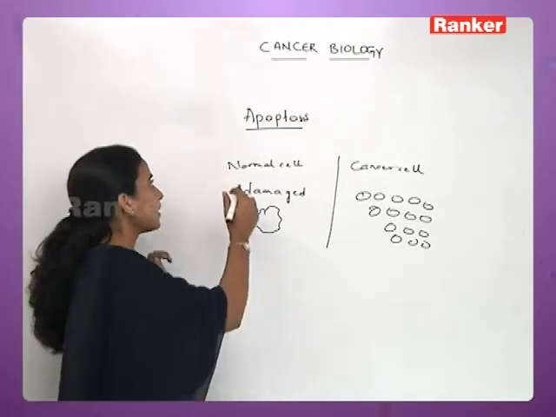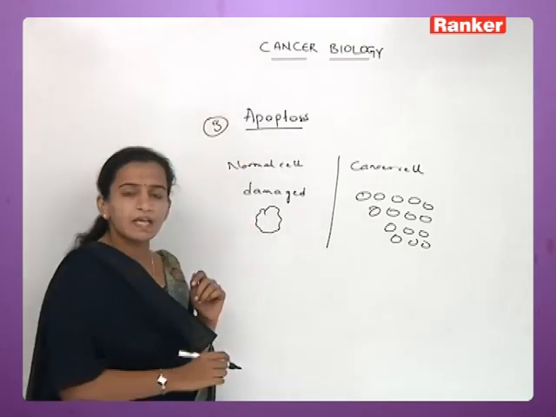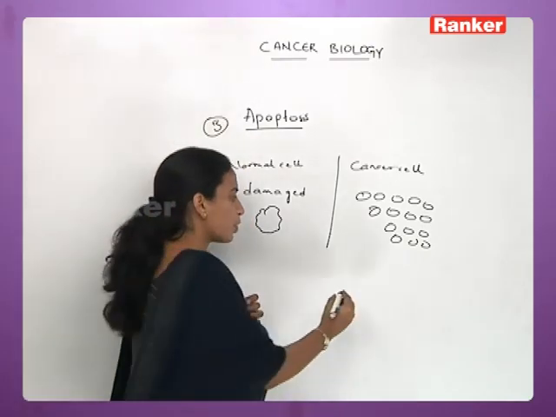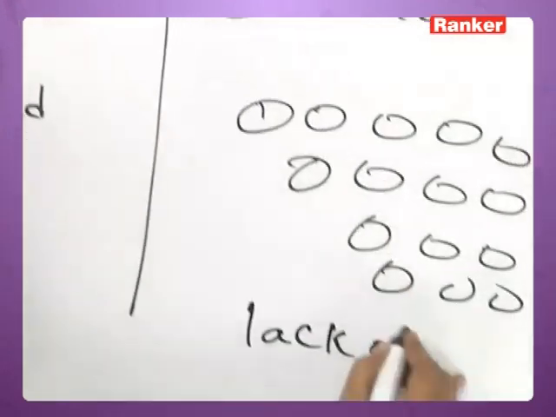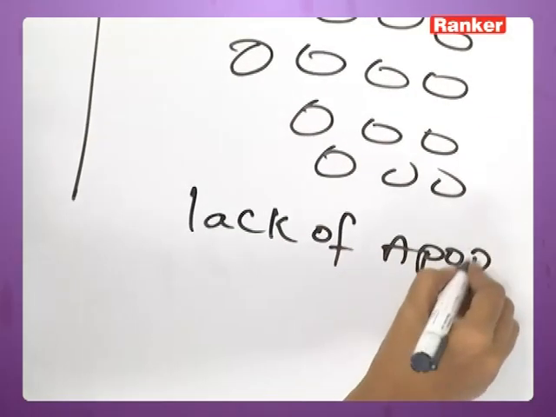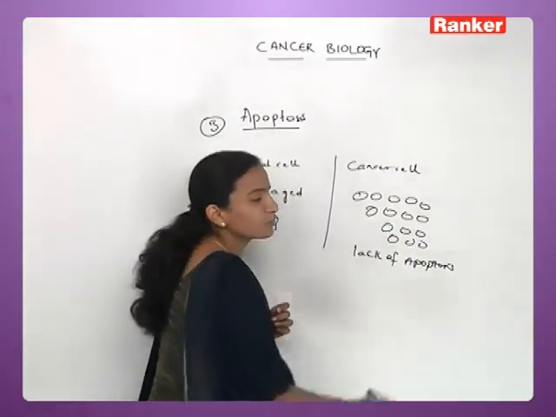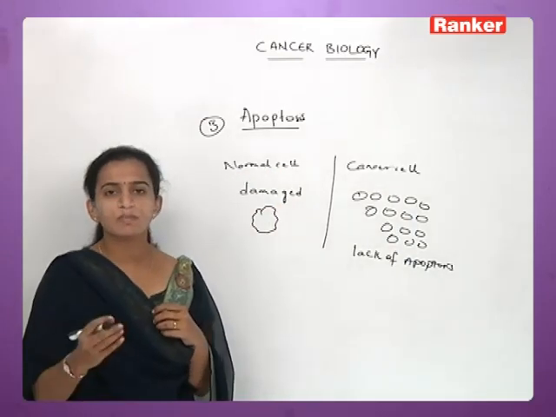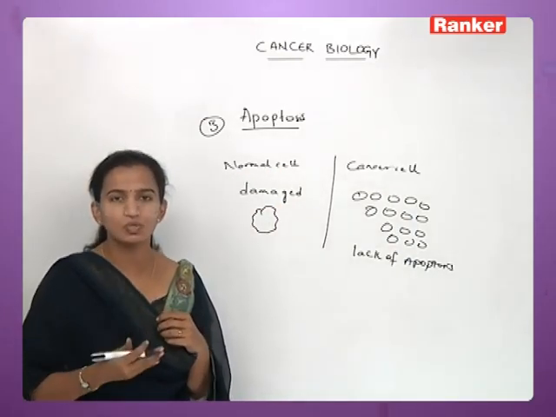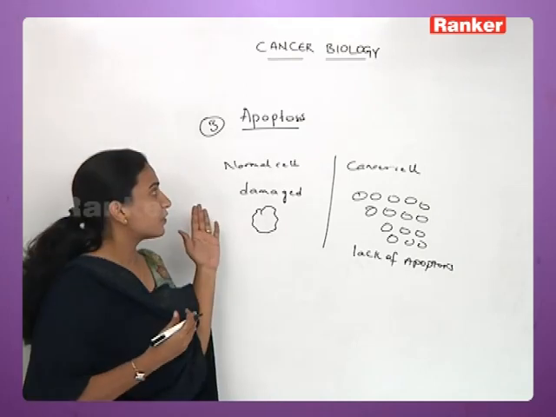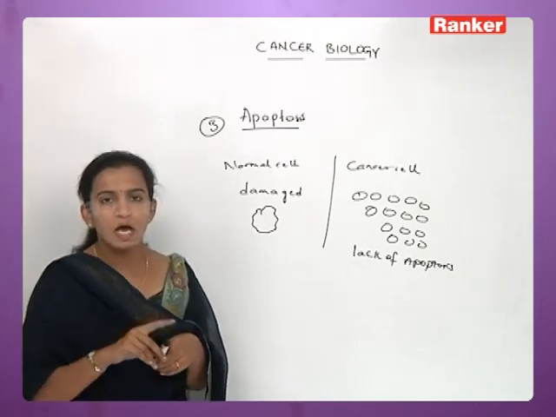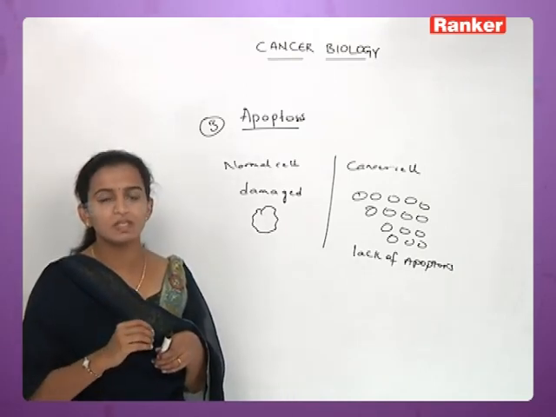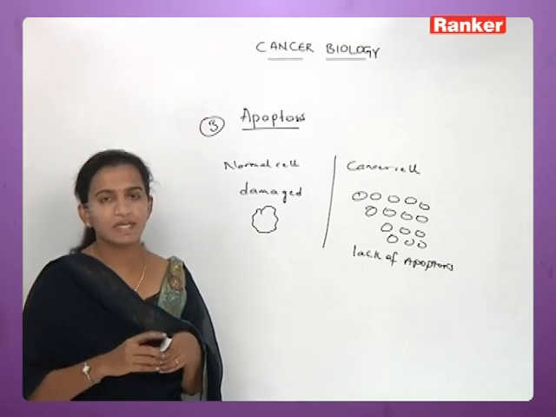This is another, third property you can see in the cancer cell: lack of apoptosis. Lack of apoptosis is one character that causes the cancer cell. That means if a normal cell is turning into a cancer cell, it is because it is losing the character called apoptosis, which is one of the reasons for a normal cell to become a cancer cell.